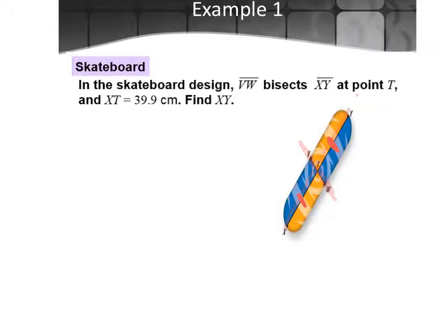Now, it's telling me the length of this piece here, XT, is 39.9. It wants me to find the length of XY. XY is the whole thing. How much is TY? 39.9. We know that because point T bisected it. How can I find the length of XY? I can either add 39.9 plus 39.9, or I could multiply it by 2.